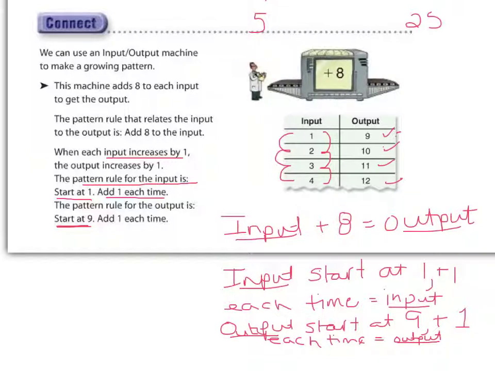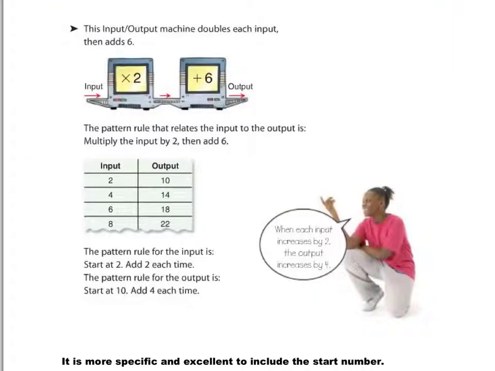So there are 3 ways we can look at our input-output machines, or our t-tables. We can look at them for the input to input rule, we can look at them for the output to output rule, and we can look at them for the input to output rule relating the 2 columns in the t-table. Let's take a look at another one.